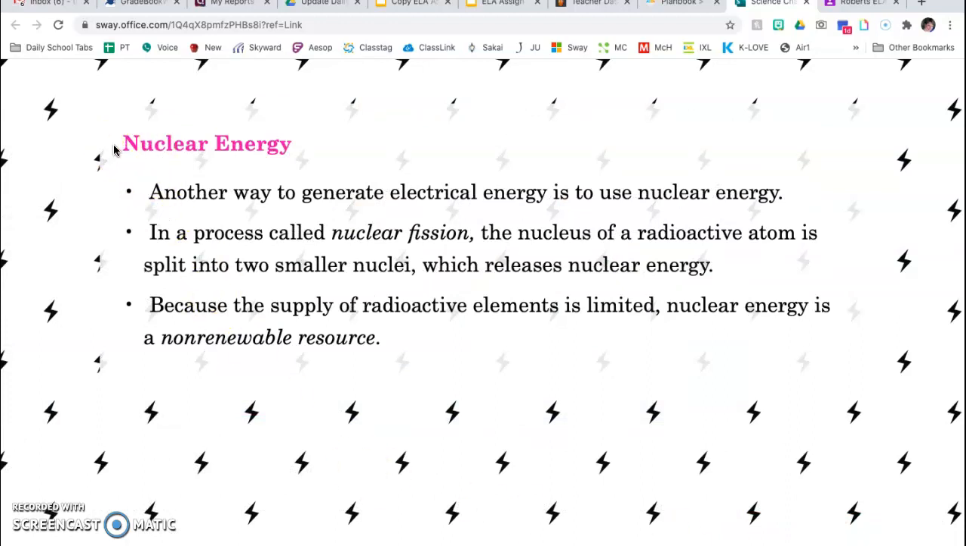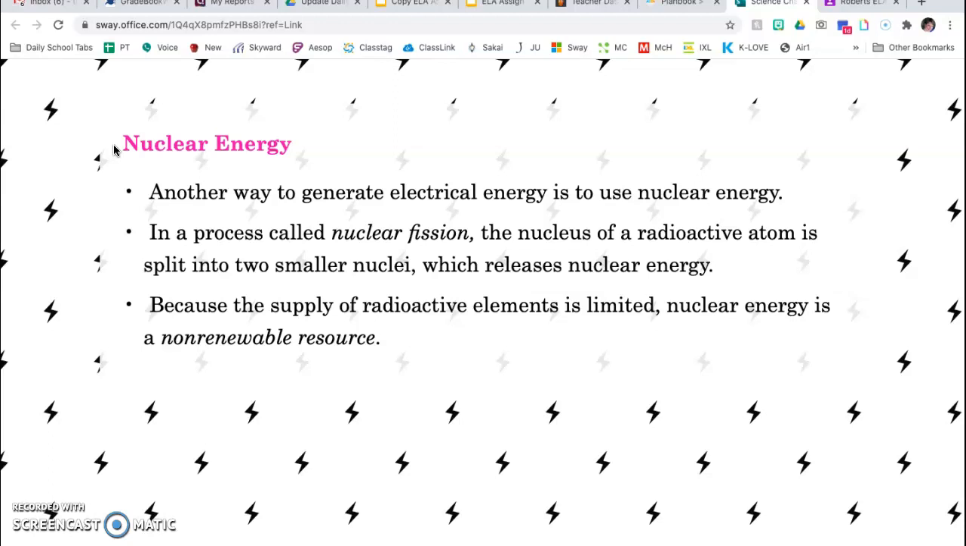Nuclear energy. Okay, this word often makes people a little nervous, but it is a really good way for us to generate electrical energy, and it's pretty safe. You have to be very careful, like extremely careful, but you get so much energy from this that it doesn't require as much coal as you would use for that process.